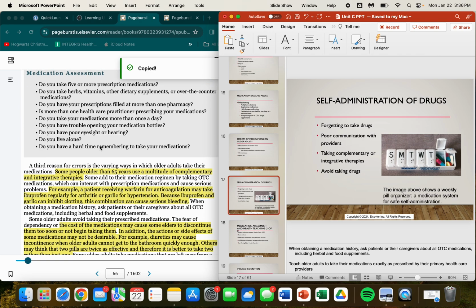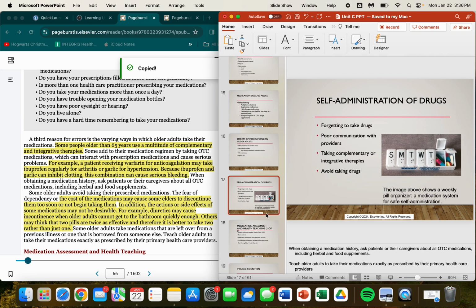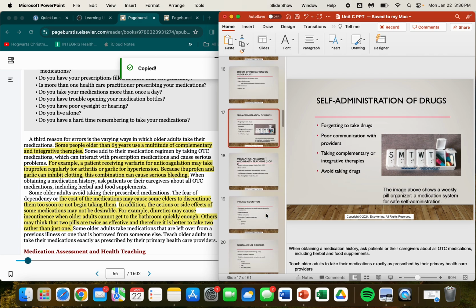We don't ever want to assume someone knows how to take their drugs just because it's written on a label. They may not. And it's also the job of the nurse, in conjunction with every other team member, including the pharmacy and the physician, to ensure that these patients know how to take their medications appropriately.